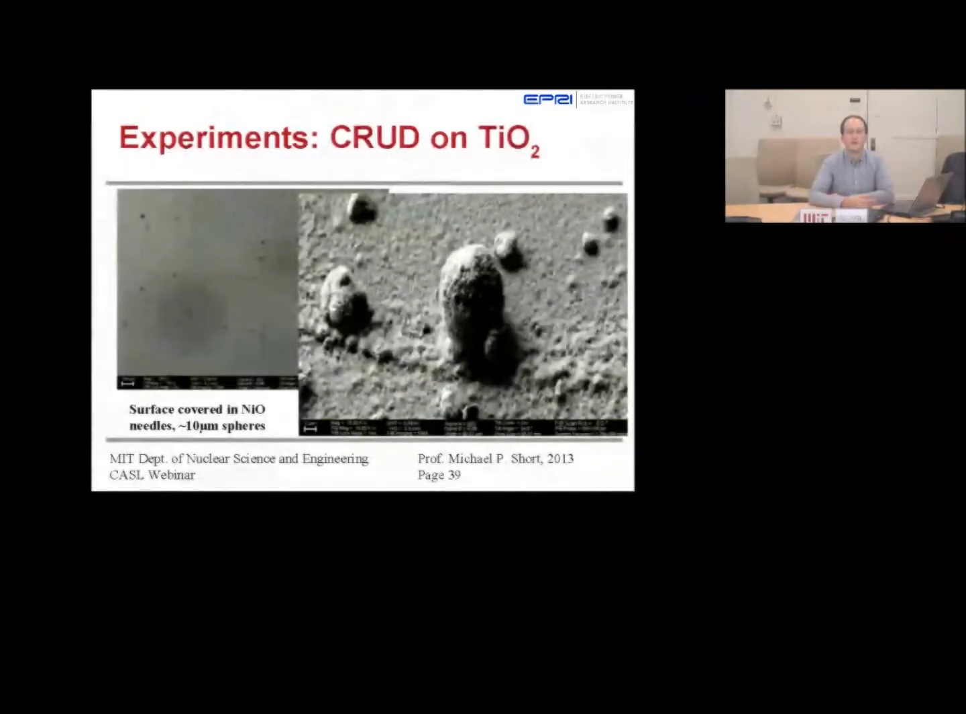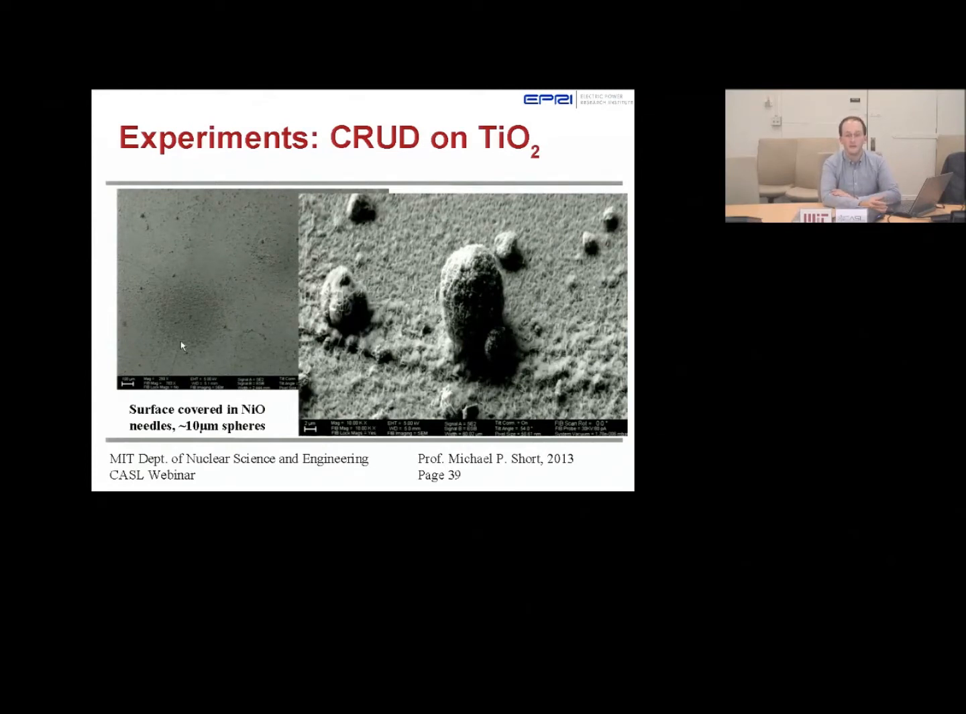And so to show you what some of this CRUD looks like, we've been able to recreate some of this sort of needles and forest of platelets and things that we saw in nuclear plants, except the spots are a whole lot bigger. And the reason for that is probably that the size of a bubble at atmospheric conditions is around 500 to 1,000 microns, which coincidentally is about the size of the spots we're growing.